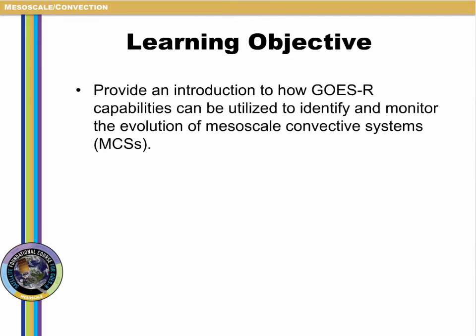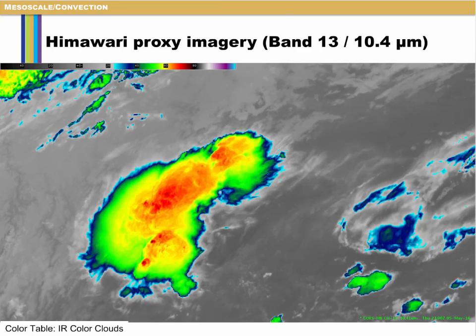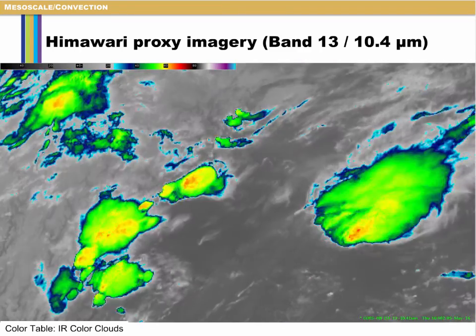Our learning objective is to provide an introduction to how GOES-R capabilities can be utilized to identify and monitor the evolution of mesoscale convective systems. As proxy data for GOES-R, we'll be making use of imagery from the Himawari satellite. This is the IR band at 10.4 microns.